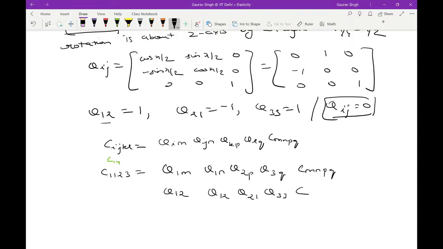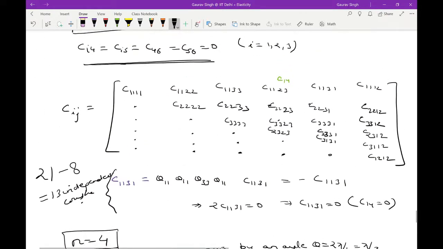That would give us C2213. Okay, and what would this value be? This was 1, this was 1, this was minus 1, and this was 1. So this would be minus of C2213. Okay, so C2213 is there.